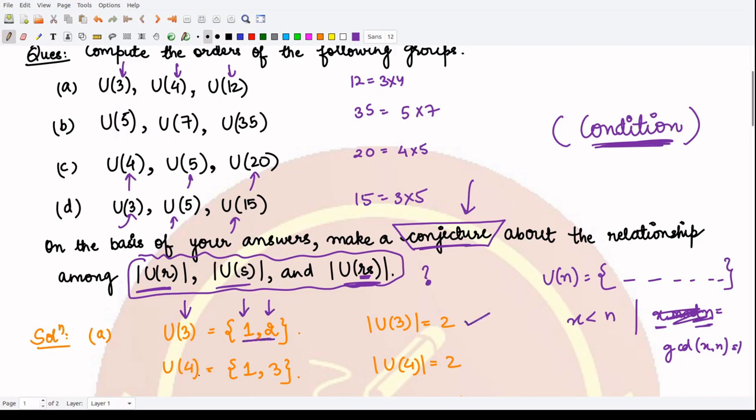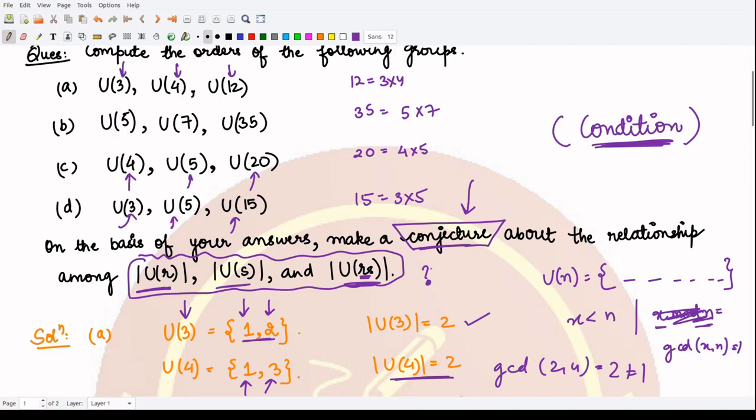Correct. In U4 you are looking for all the elements which are less than 4 and are relatively prime to 4. So the elements are 1 and 3. 2 is not there. Why? Because the GCD of 2 with 4 is equal to 2 and it is not equal to 1, right? So therefore the order of U4 is also 2 in this case.